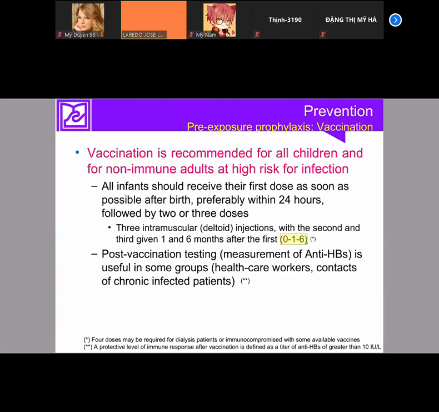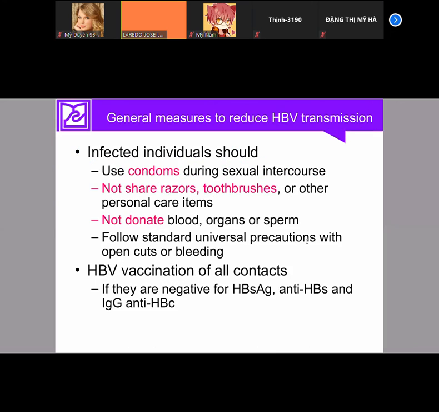The problem of hepatitis B in Vietnam, the problem of chronic hepatitis B, is in adult patients, in patients around 40, 50, 60 years old, because they were infected before the vaccine was available. They were infected very early in life. They have been infected for many years, so they have a very high risk of developing complications like cirrhosis or liver cancer. So the problem is for those people.